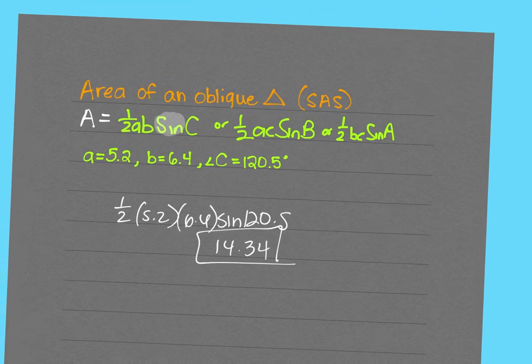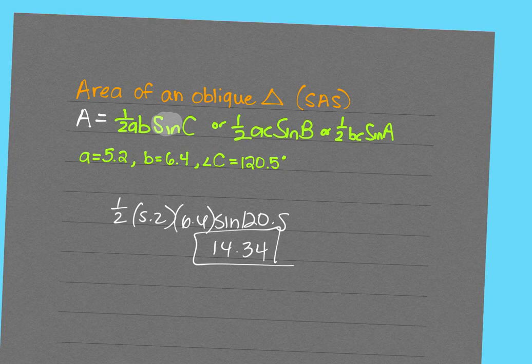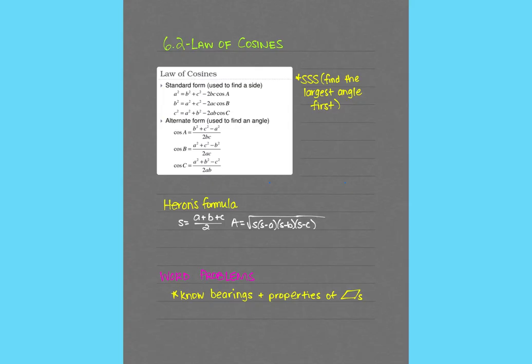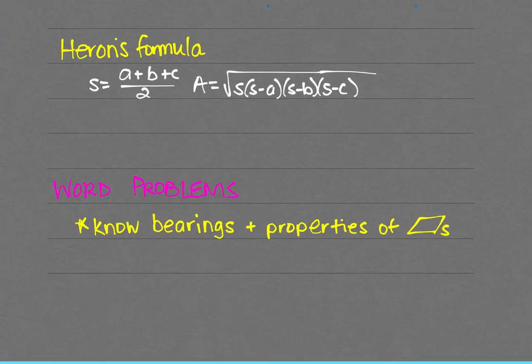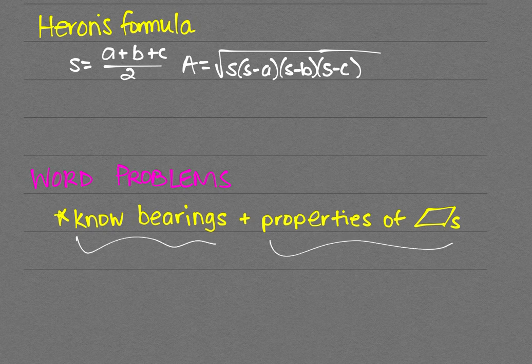The word problems are from both sections, so there's a couple of review questions for practice. You do want to know all those formulas. Both of those top two were on the warm up. From the word problems, make sure you know bearings and the properties of the parallelogram. Remember bearings, like north, whatever degree, east, that kind of thing.